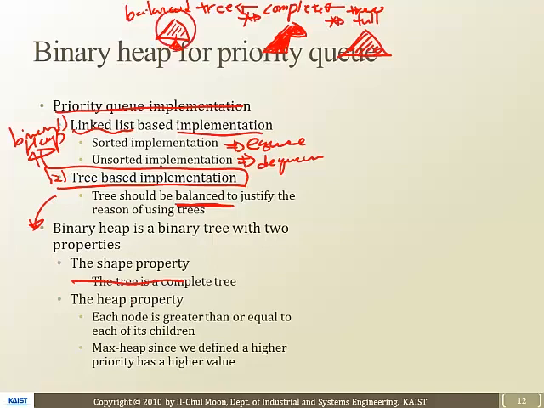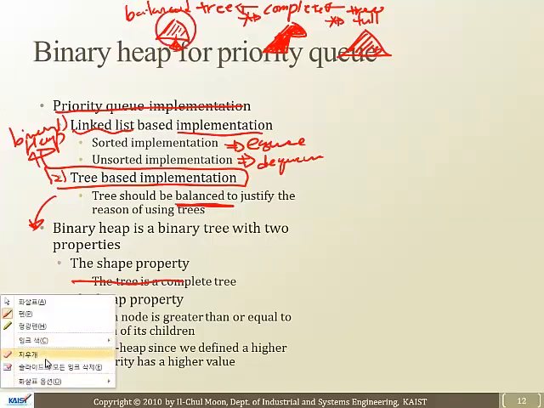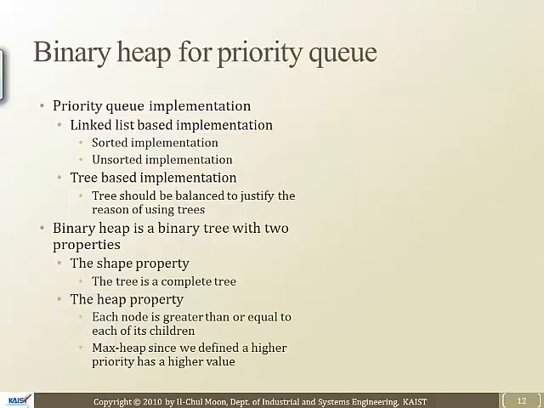So if we are able to create a complete tree, then the mission is accomplished, right? It's already a balanced tree if it is a complete tree. So we want it to be a complete tree, right? And the next thing is the heap property.